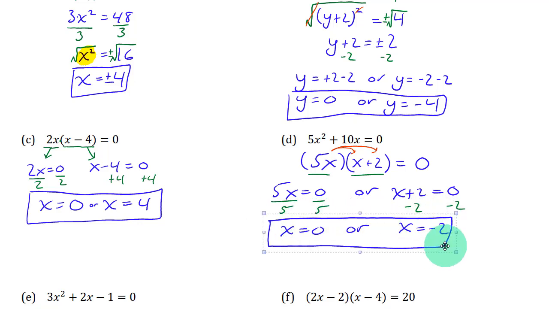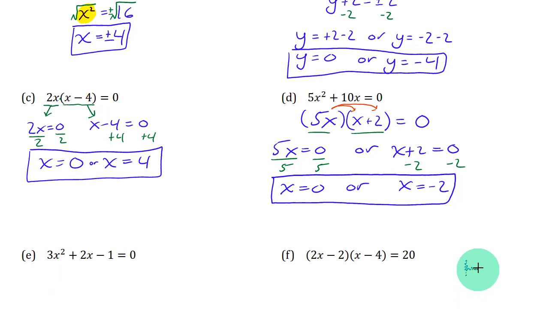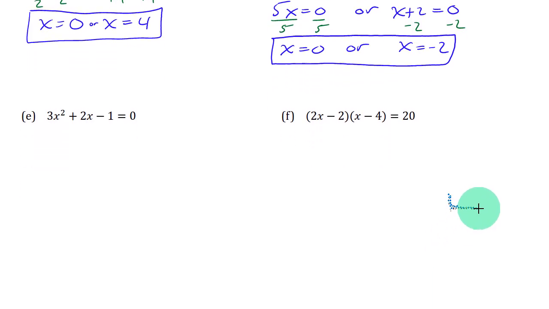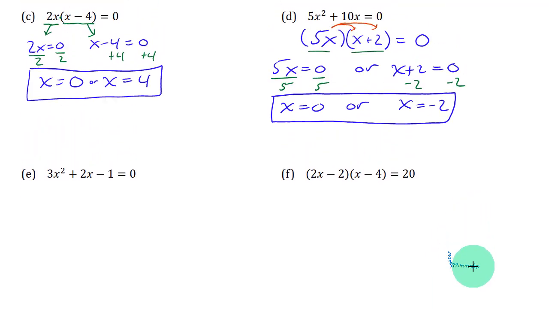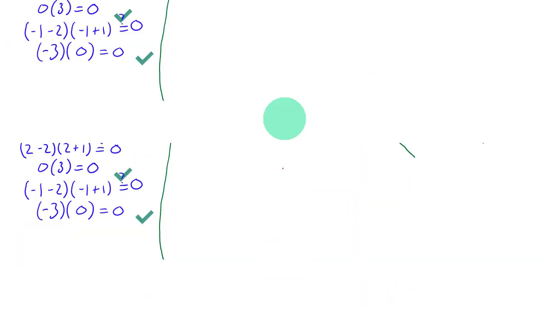So those are the two solutions of that. Go on to E and F. These ones are a little bit trickier. So with E, first of all, if you have this 3x squared here, then that makes it tricky to factor. I'm going to use the trick we did before where you have 3 times negative 1. Let me show you the trick I'm talking about.